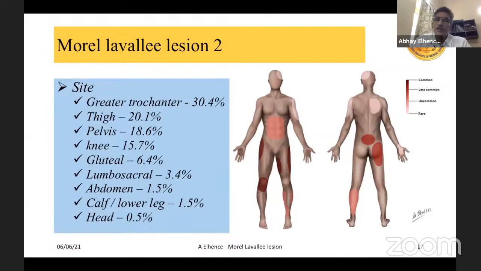Then come the thigh lesions, the gluteal and the pelvic lesions, and then the lesions can happen anywhere in the body, including the knee, the lumbosacral region, the abdomen, the calf, or the head. But it is the greater trochanter, the thigh region and the pelvis region which essentially contribute to about 70% of Morel-Lavallée lesions that one can see in different polytrauma scenarios. So it is something that is very, very important to register. It is something which is very important to actively seek out in high energy traumas. And it is something that is very important to understand, that this injury is more than what it seems in our faces.